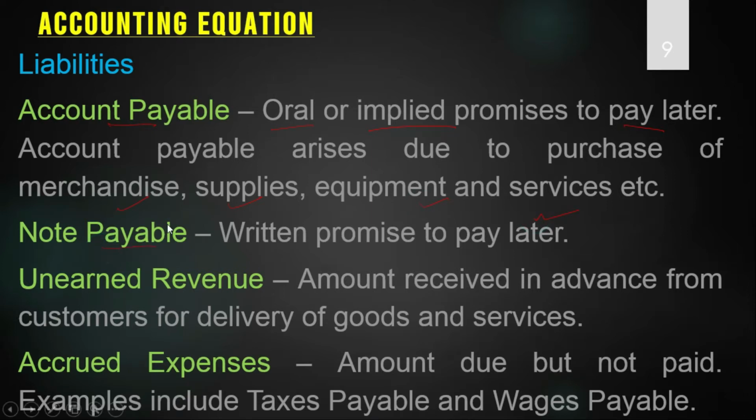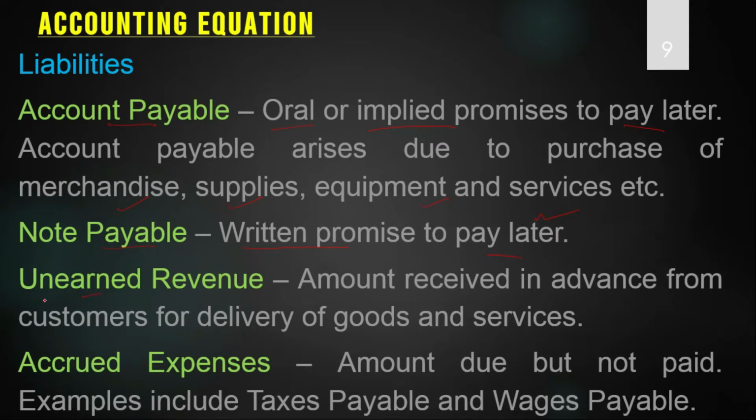Notes payable is the same, but the difference between accounts payable and notes payable is that in notes payable you give something in writing. So the written promise to pay later will become notes payable. It comes in case of borrowings. If you borrow any money from the bank or any other financial institutions, this liability of loan, this liability of borrowings will be called notes payable.